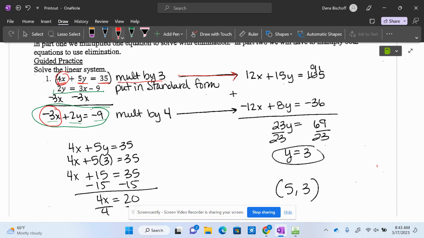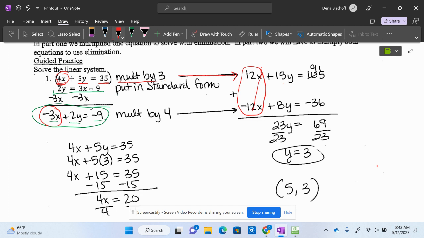Negative 3 times 4 gives me negative 12x. 4 times 2 gives me 8y. 4 times negative 9 is negative 36. The reason I do that is so that I can cancel out my x's. These cancel out when I add them together. 15 plus 8 is 23. 105 minus 36 is 69.